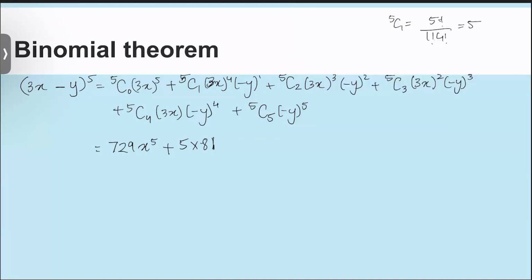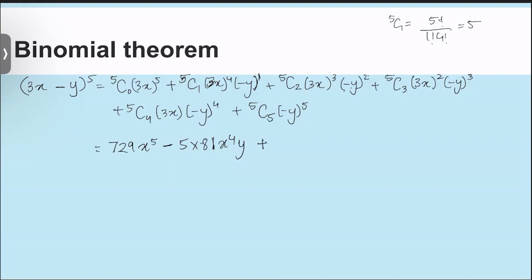Okay. So you will see, there is a minus y raised to 1. So this will be minus y. So the sign changes over here. Then you can write 5 into 81 into x raised to 4 y. Okay, over here now you have minus y raised to 2. So this will become positive. So the sign remains the same over here.